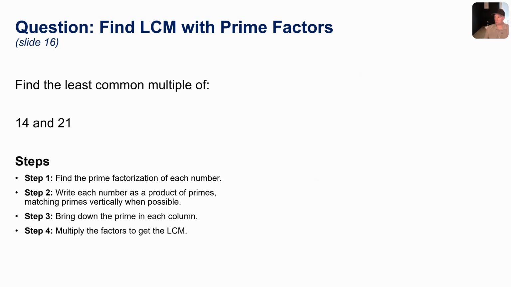Looking at the last two numbers then, we have 14 and 21. So step 1, find the prime factorization of each number. So the prime factorization of 14 is 2 times 7. These are both prime numbers. And then the prime factorization of 21 is 3 times 7. Again, these are both prime numbers. Then we can write each number as a product of its primes.